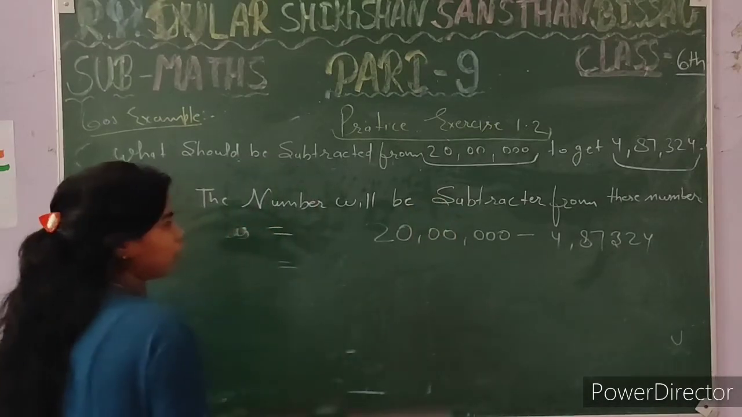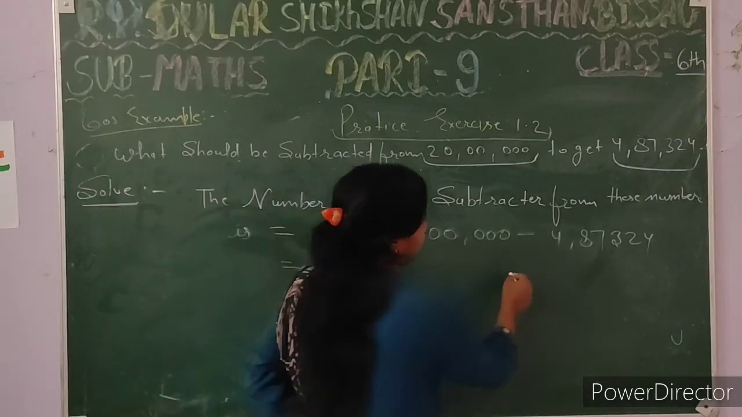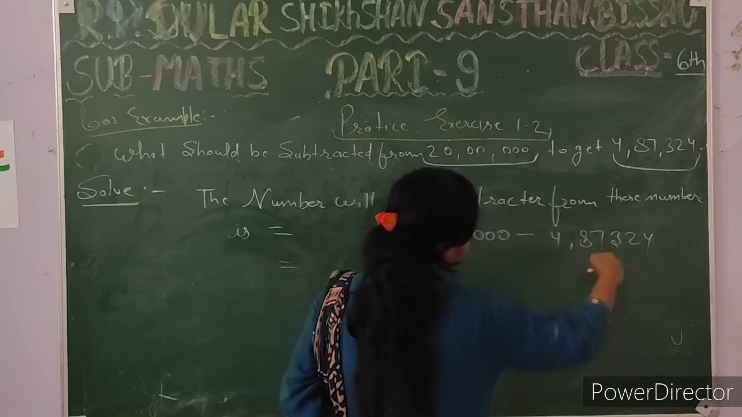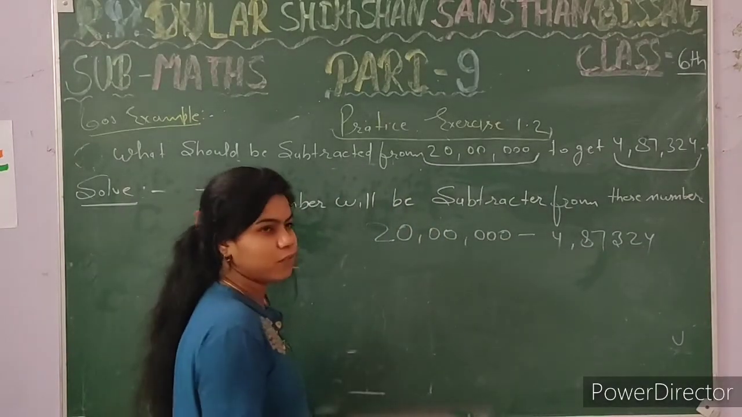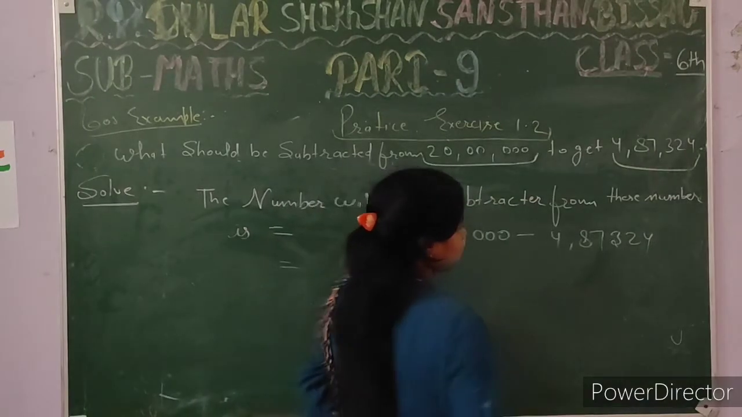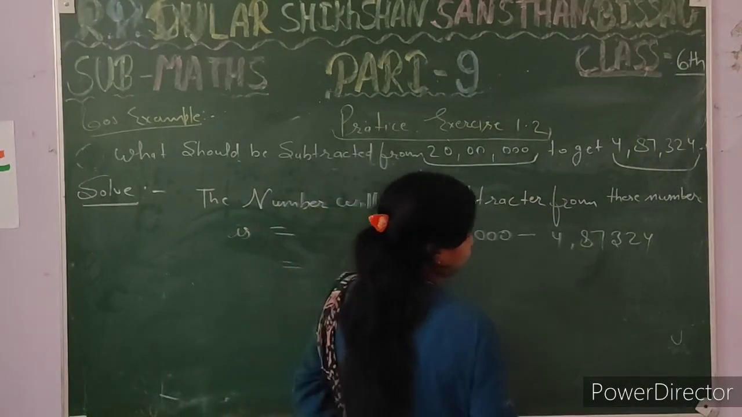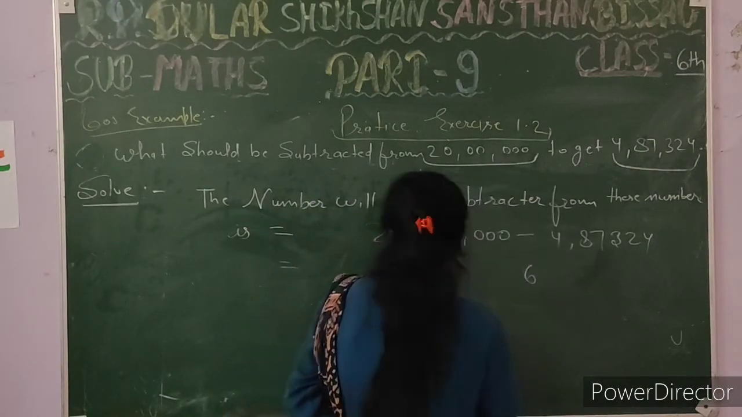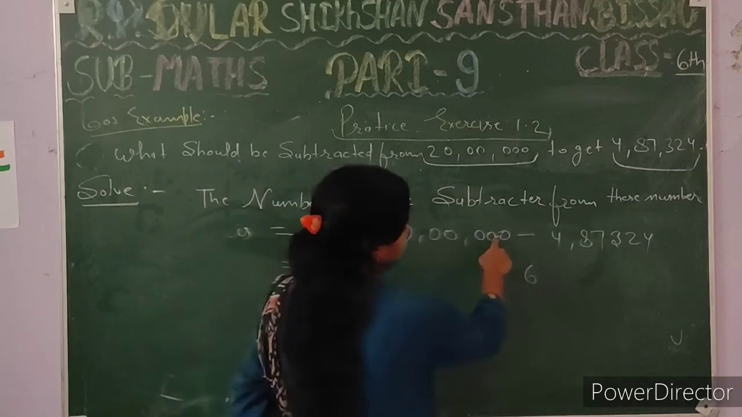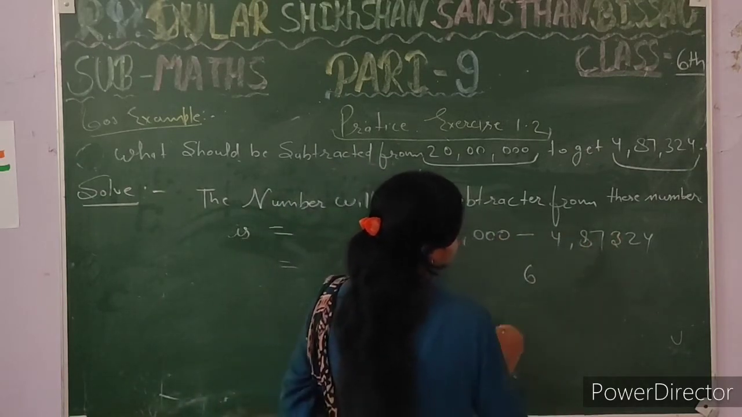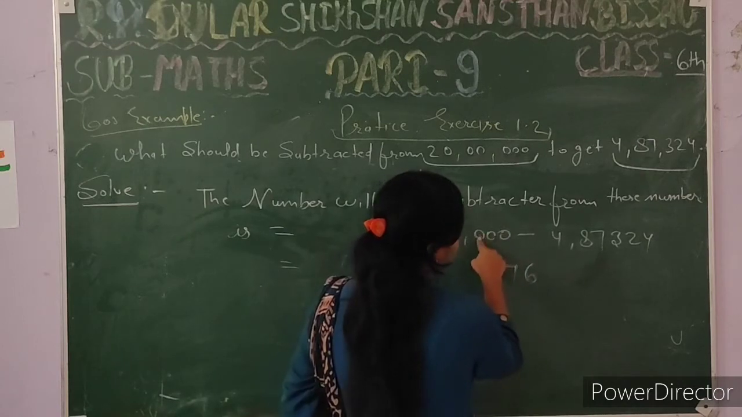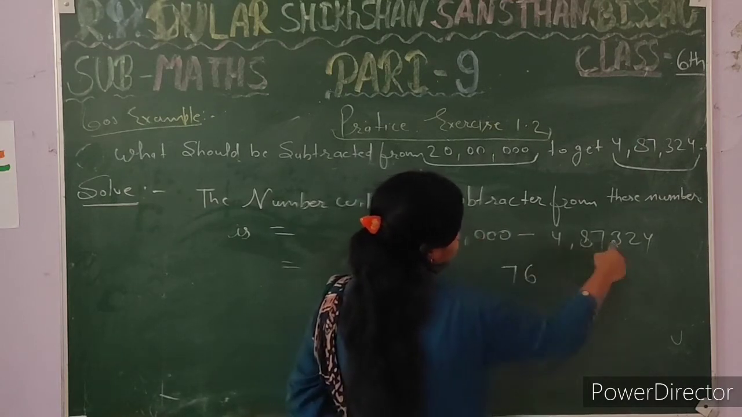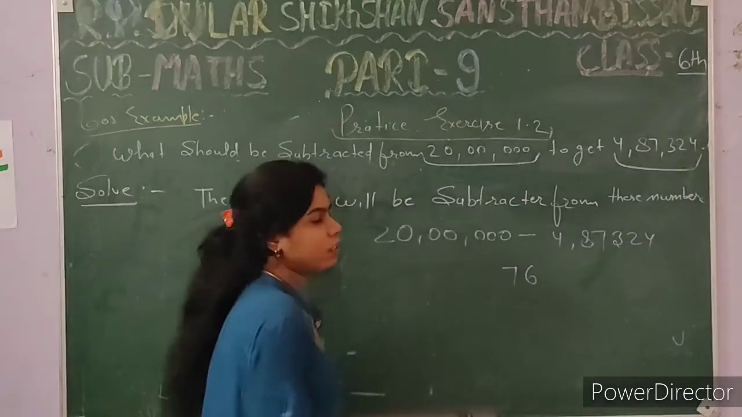We can subtract here. 0 is less than 4, so we use a carry mark. This becomes 10, 10 minus 4 is 6. I write the answer here. Then it becomes 9 minus 2, which is 7. Then 9 minus 3.